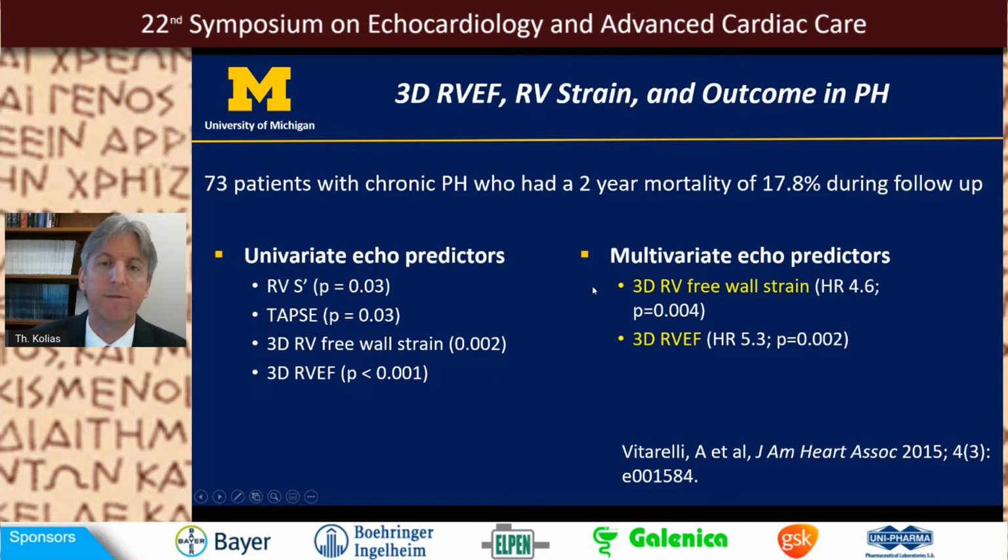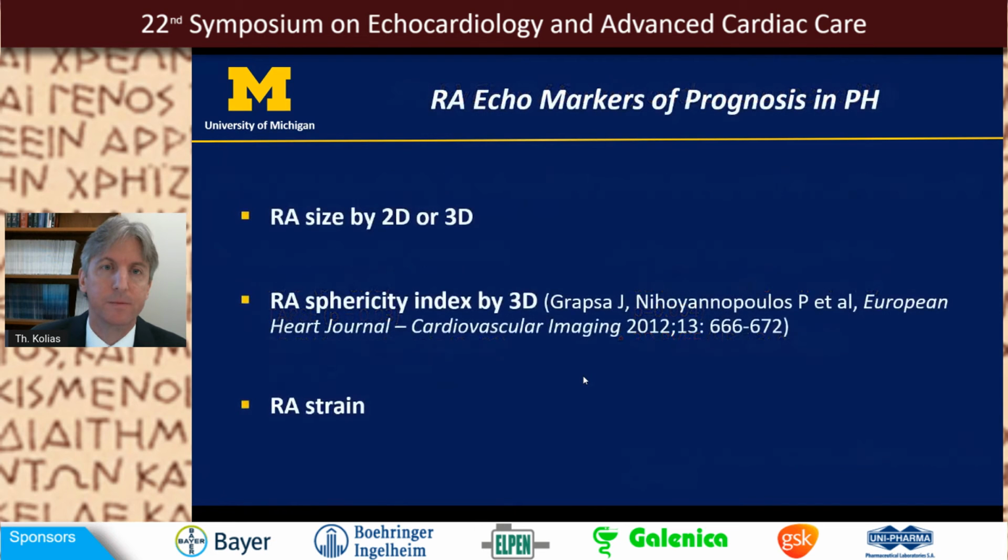When they did multivariate analysis, the only significant predictors of outcome were the free wall strain and the 3D RV ejection fraction. So it appears that these new advanced techniques have incremental value in predicting outcome in patients with pulmonary hypertension.